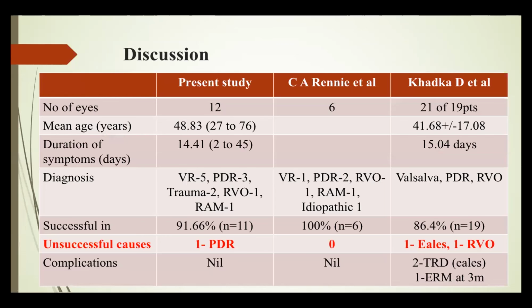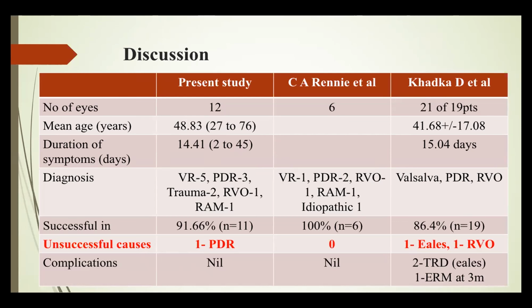end of 6 weeks. So coming to the discussion, there are many studies quoting the use of Nd:YAG hyalotomy in Valsalva retinopathy or Terson syndrome. Rennie et al. and Katka et al. involved all the retinal conditions, including proliferative diabetic retinopathy, Eales disease, and retinal vascular occlusions and retinal artery macroaneurysms. The cause of the unsuccessful laser in our case was that it was a proliferative diabetic retinopathy, and with Katka et al., it was Eales disease and retinal vascular occlusion.